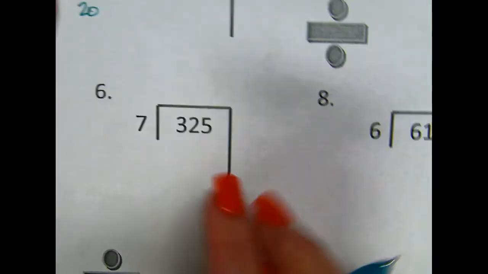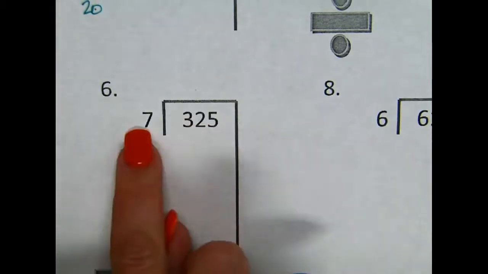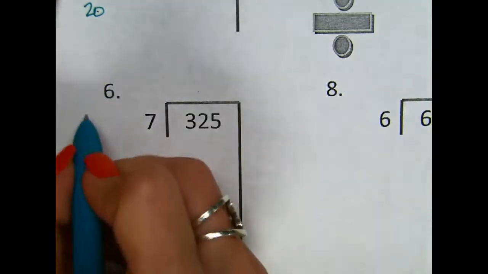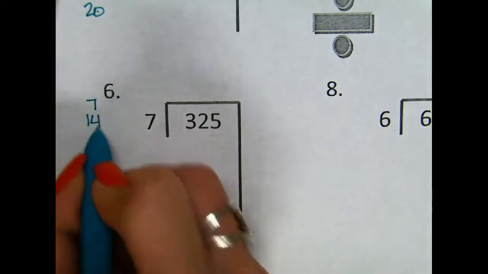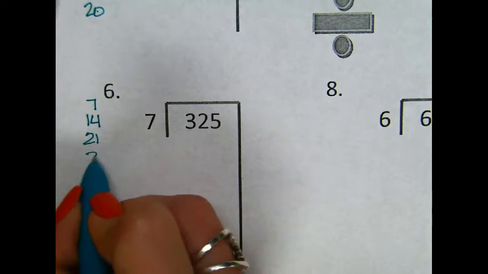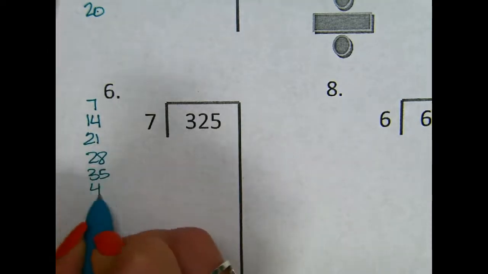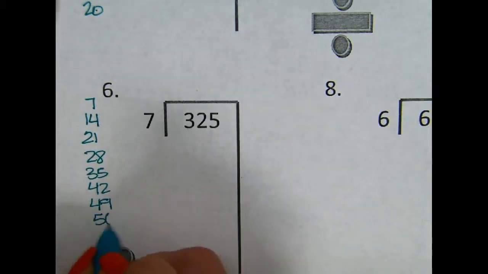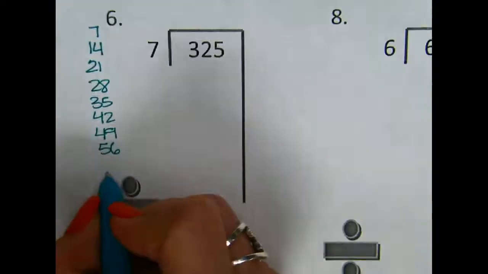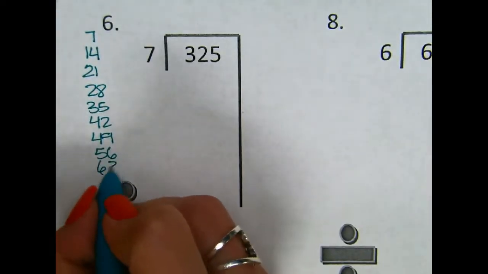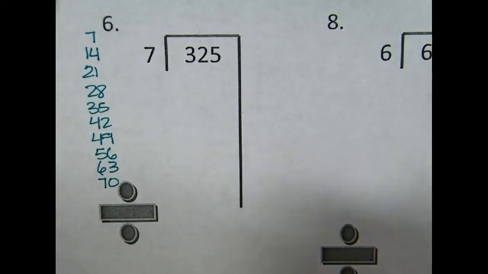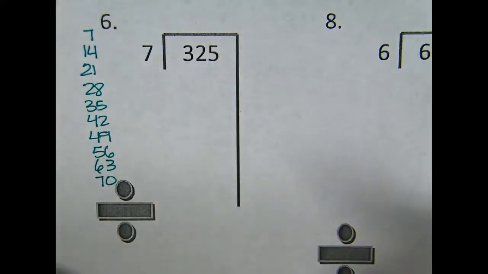All right. We have 325 divided by 7. If we're dividing by 7, what do we do? Write your 7. Very good. So we have what? 7. What's next? 14, 21, 28, 35, 42, 49. What's next? 56. There you go. Then what? 63. And? 70. Good. Okay, now we only have to go to times 10. We don't have to go any further. This is great practice anyway. We need to be very familiar with our multiplication facts.